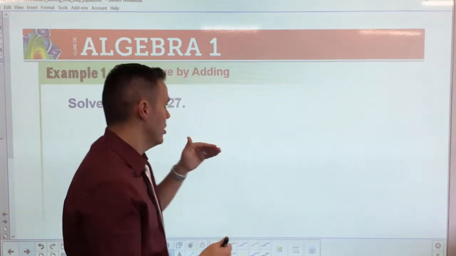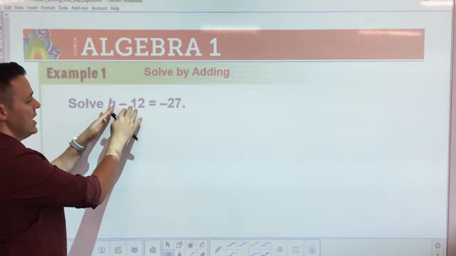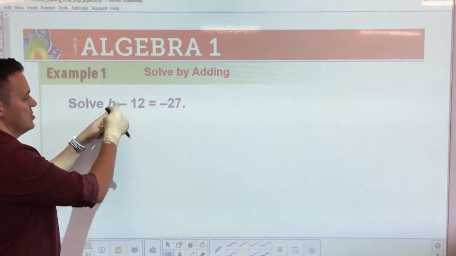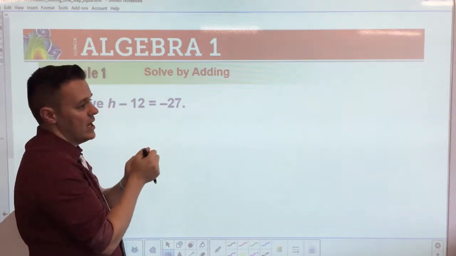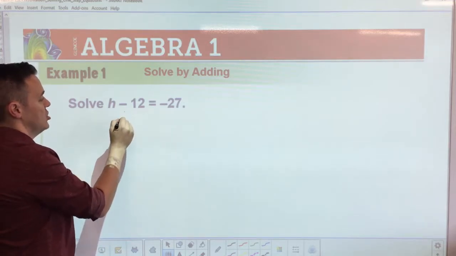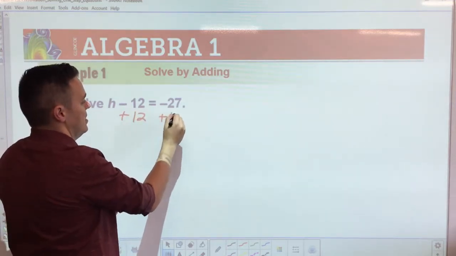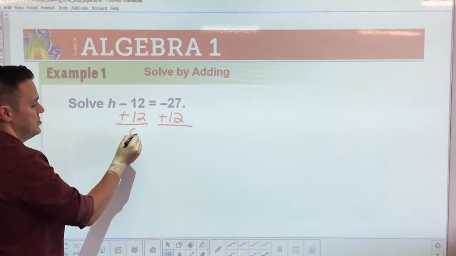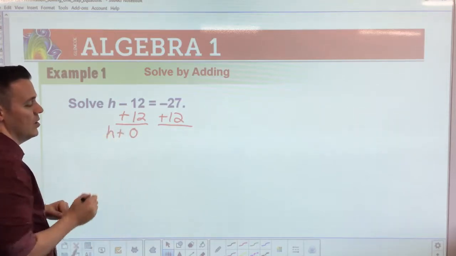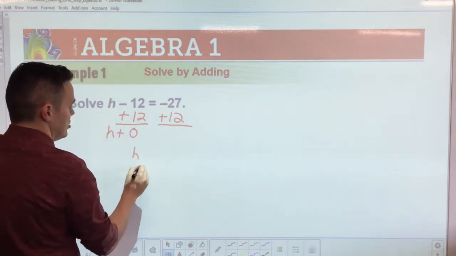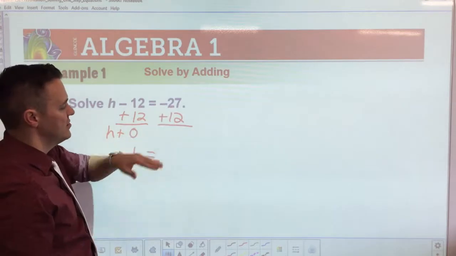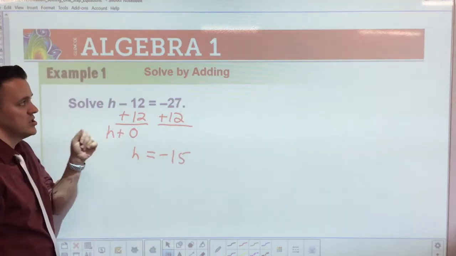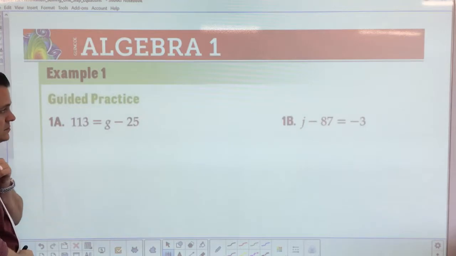So whatever you see over here on this side by the variable, you have to do the opposite. What I mean by that is this is subtraction. So we want to get this 12 over to the other side. Since this is subtraction, what is the opposite of subtraction? It is addition. So you would add 12 to both sides. Okay? When you do that, ladies and gentlemen, -12 plus 12 is what? 0. Do we write h plus 0? No, we do not. We just write h equals, it's all by itself now. -27 plus 12 is -15. Remember, we're just doing adding and subtracting. You try now.